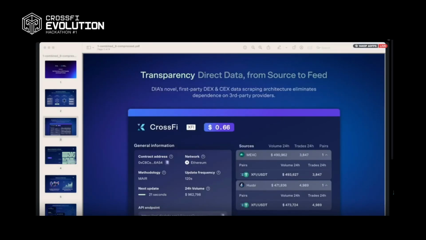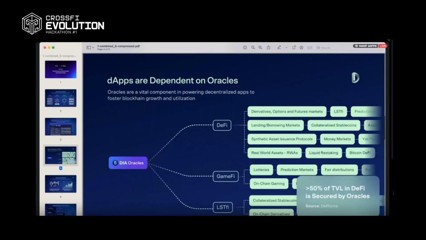I'm not hopping through my deck too smoothly here, but hopefully you're keeping pace, and let me know if you have any questions. This is an example of the DIA app, which I can drop a link to if you're interested. It even shows the XFI token, which we're already providing on testnet. This is one example of a chain native asset that we're supporting on CrossFi, and as more of these come to life, we're more than happy to continue supporting them for you.